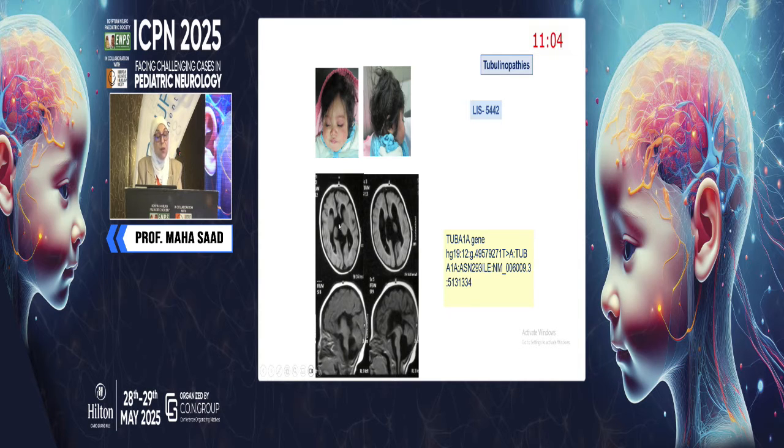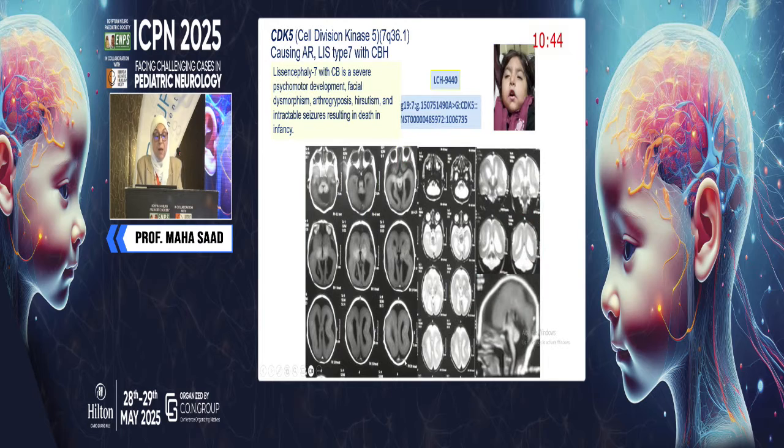This is the tubulinopathies. In tubulinopathies, we target the gene because TUBA1A is very specific, having agenesis of corpus callosum, pachygyria, and very prominent basal ganglia that we can see here. Very prominent basal ganglia with agenesis or hypogenesis of corpus callosum and cerebellar affection. This is the CDK5. There is total lissencephaly with severe brainstem and cerebellar affection with arthrogryposis and specific facial dysmorphism.